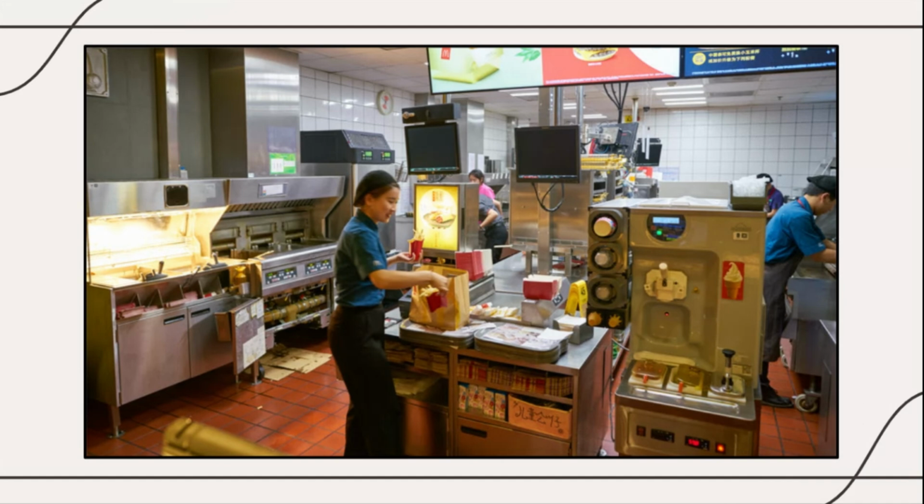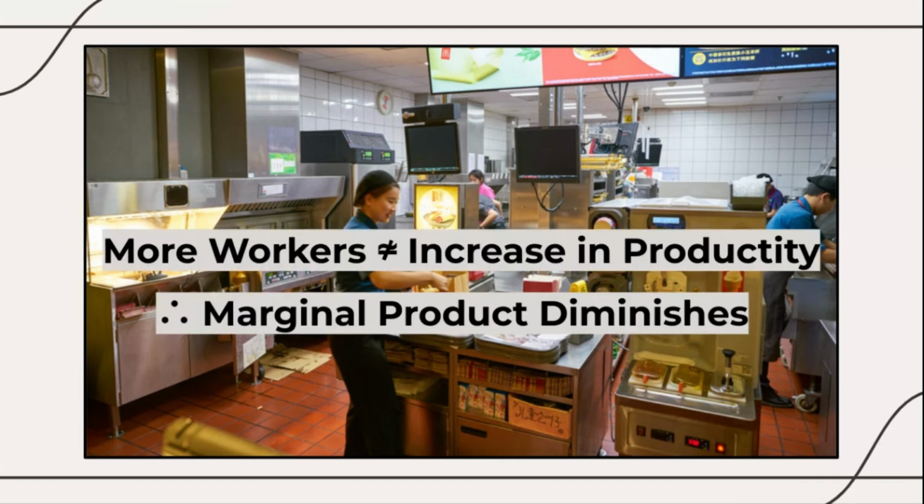So, what's really happening here? The concept of diminishing marginal product is based on the observation that as more of a variable input like labor is added to a fixed input such as kitchen equipment or space, the additional output from extra workers starts to decline. This occurs because each new worker has less access to fixed resources needed to be fully productive.